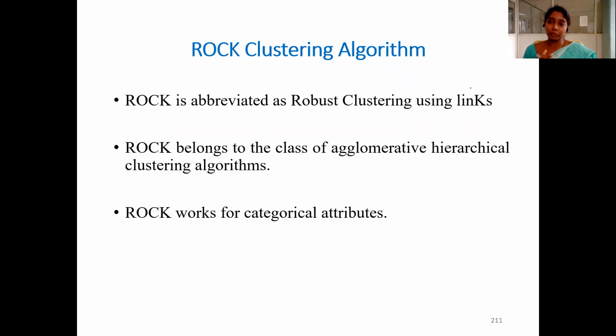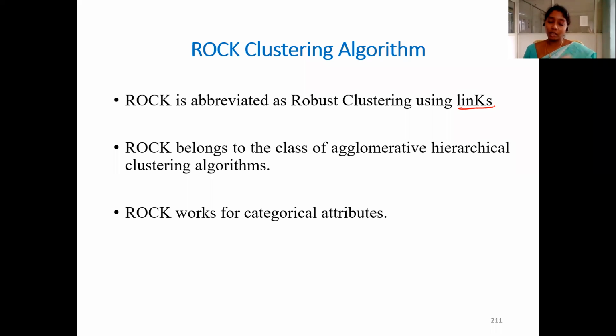Coming to the second algorithm of multi-phase hierarchical clustering, here we have two algorithms under that. The first one is the Birch algorithm and the second one is the Rock algorithm. Coming to the Rock algorithm, it's abbreviated as robust clustering using links. So just go through the name again: ROCK in the sense robust clustering using links.